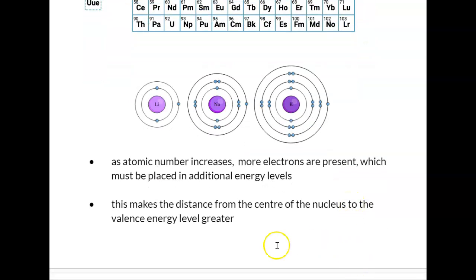Okay, so take a minute. Let's just review this. As atomic number increases, more electrons are present, which need to be placed in additional energy levels. This makes the distance from the center of the nucleus to the valence energy level greater. Now, hopefully that makes sense, and that we can go from there and talk about some more trends. I was hoping that that one would be fairly familiar and that would make sense easily to you.